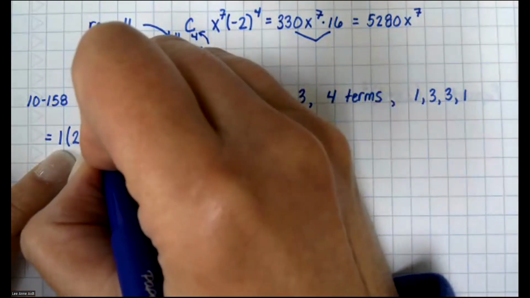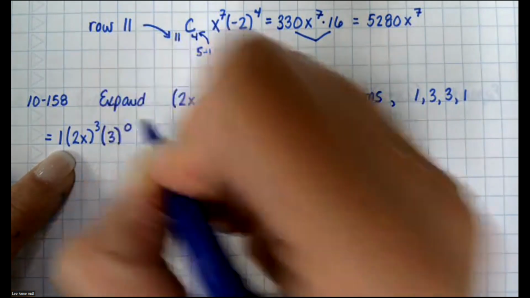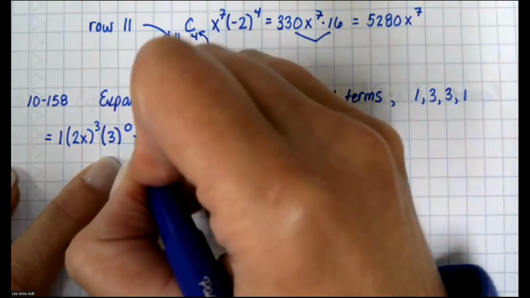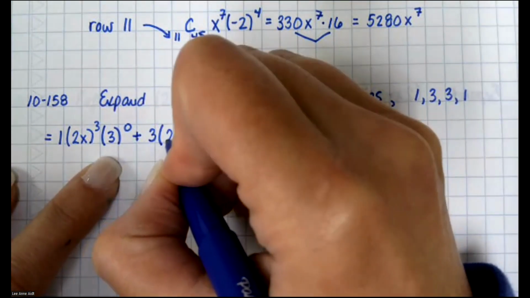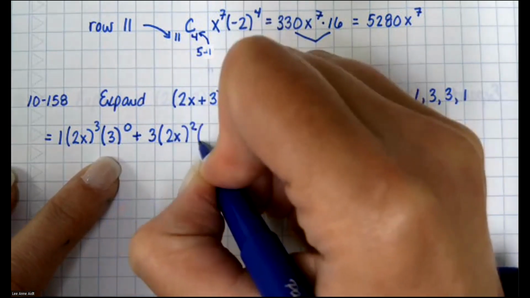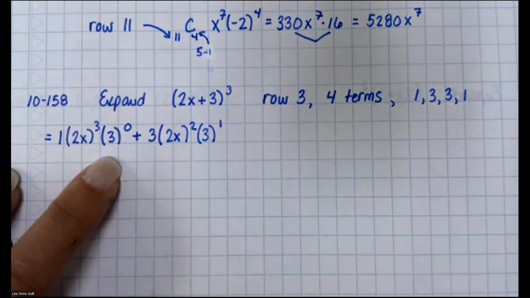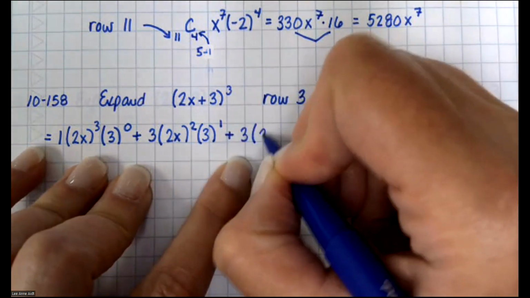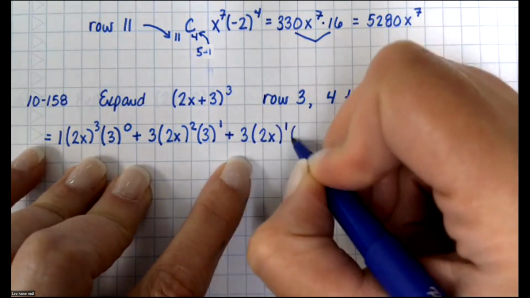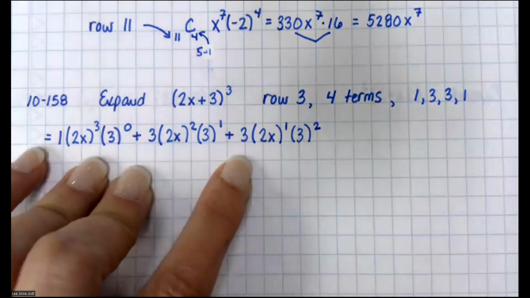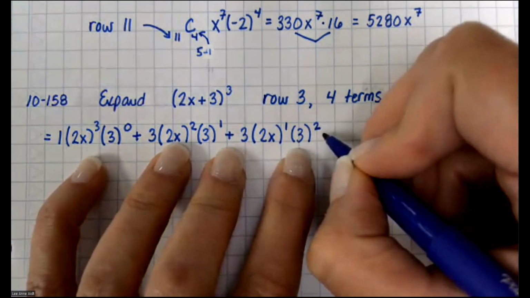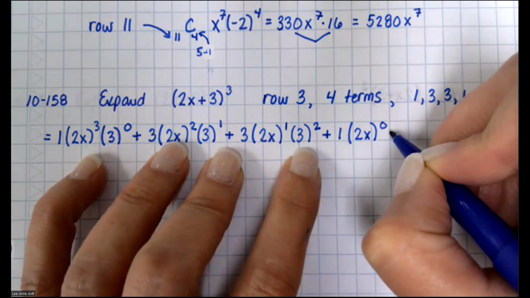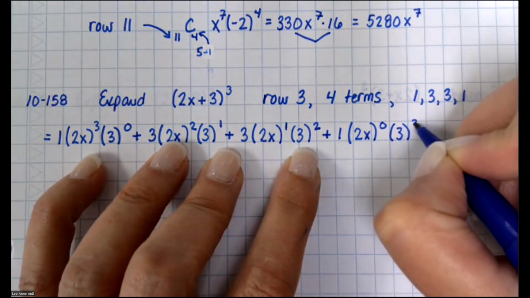Okay, and then backseat thing to the 0, plus 3. Front seat thing down a power, back seat thing up a power. Plus 3. Front seat thing down a power, back seat thing up a power. Plus 1. Front seat thing down a power, back seat thing up a power.